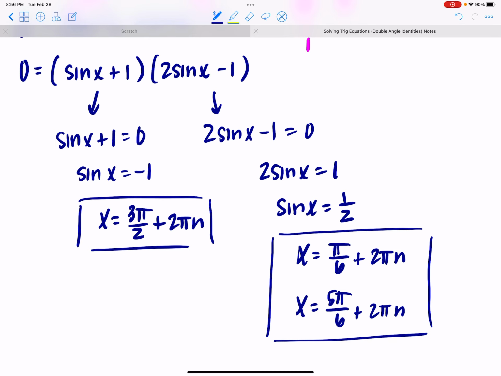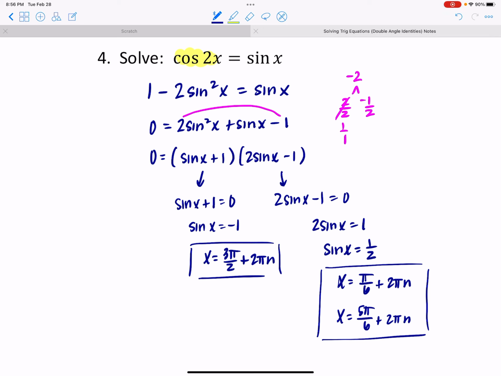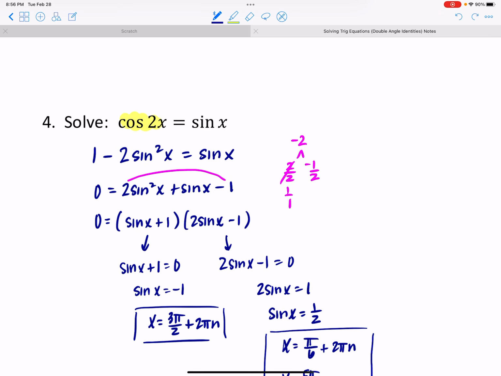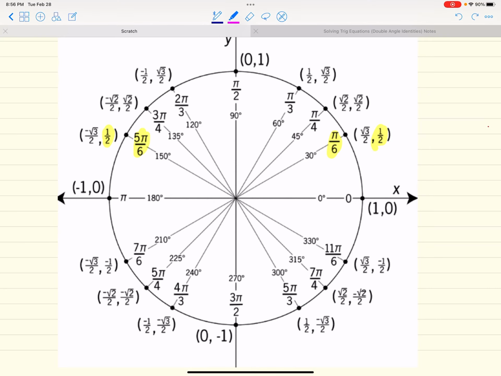Now remember, at any point, if you wanted to check your work, you could always plug an angle in and verify that it works. So just as an example, I'm saying pi over 6 is a solution, okay? That means if I plug it into my original equation, I should get a true statement. So maybe in degrees it'd be easier to plug this in. Pi over 6 is 30 degrees, okay? So the equation says that the cosine of 2x should equal the sine of x. That's what the equation says.